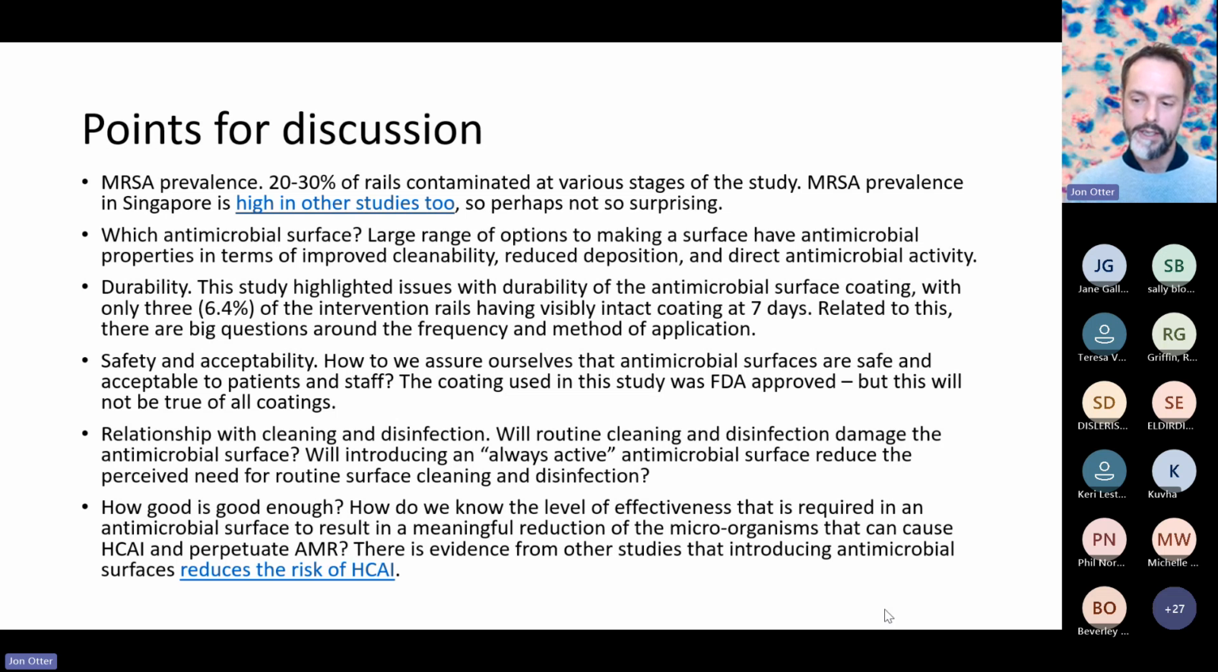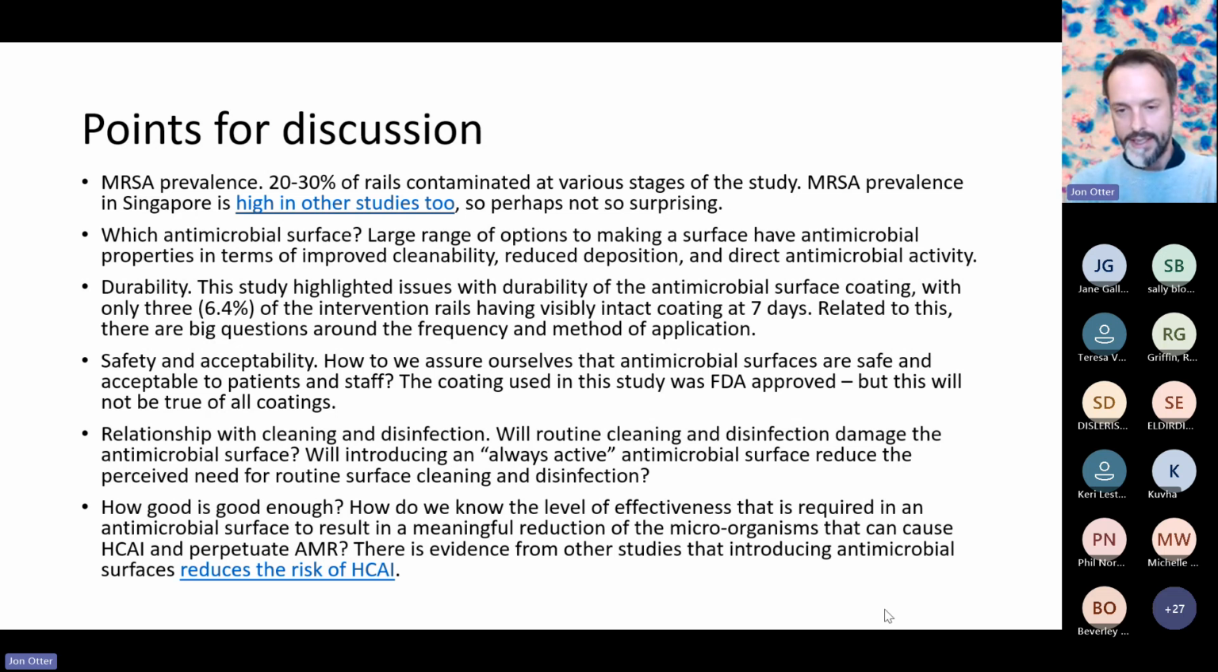How do we manage the relationship with routine hospital cleaning and disinfection? There's potential tension. Will the routine cleaning and disinfection process itself damage the antimicrobial surface? Or will introducing an antimicrobial surface that's always active actually reduce the perceived need for cleaning and disinfection? And might it result in an unintended reduction in the standards of hospital cleaning and disinfection?